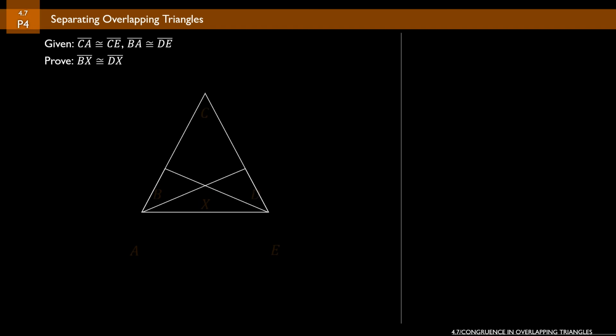In problem number 4, we're going to do the same sort of thing that we did in problem number 3 and problem number 2. And that again is separating overlapping triangles. This time we're going to try to prove that segment BX is congruent to segment DX.